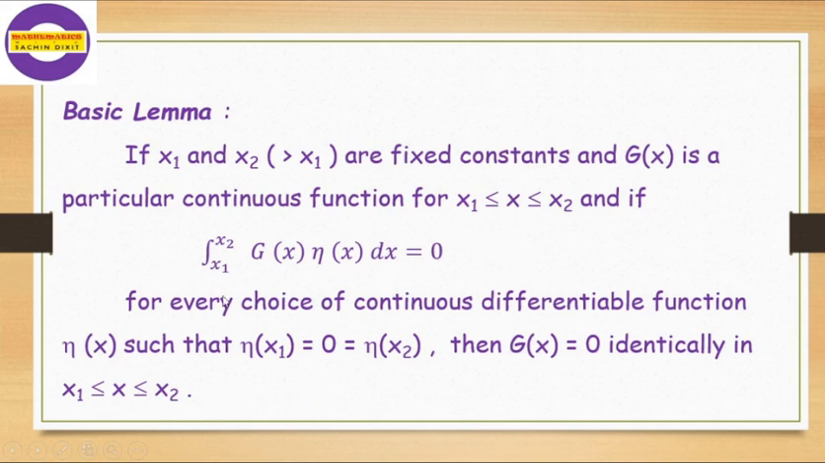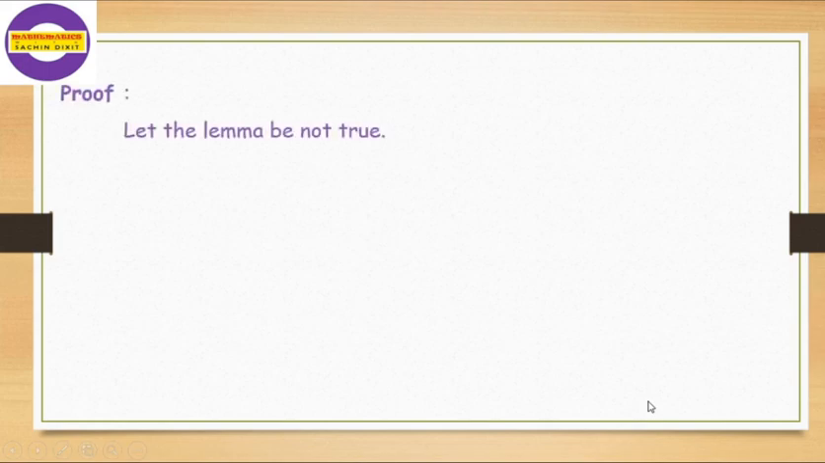That means if this condition is satisfied, then g of x must be equal to 0. That is the basic lemma of calculus of variation. Now we prove this lemma. Let the lemma be not true. That means we have to prove this theorem by the contradiction procedure. Let the lemma be not true. That means if that integral is equal to 0, then g of x is not equal to 0.